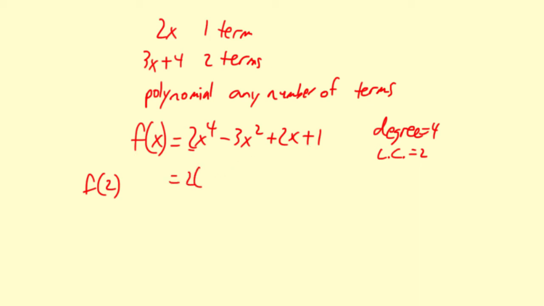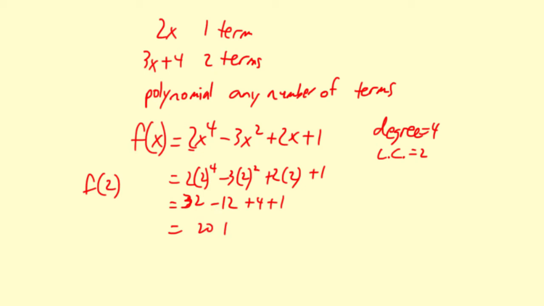One way you can do that is input 2 for all the x values here. So that would be 2 times 2 to the 4th minus 3 times 2 squared plus 2 times 2 and then plus 1. So that is 2 to the 4th is 16 and then times 2 is 32, minus 3 times 2 squared. 2 squared is 4 and then times 3 is negative 12, so minus 12, and then plus 2 times 2, which is 4, and then plus 1. And make sure you add and subtract from left to right here. So this equals 32 minus 12, which is 20, and then plus 4 plus 1. So 20 plus 4 is 24, plus 1 is 25. That's one way to evaluate a function.